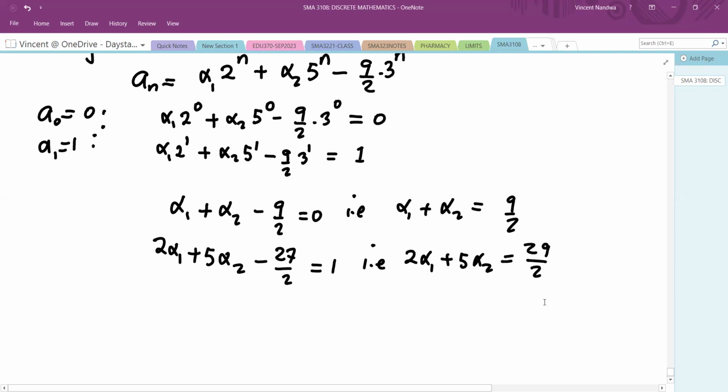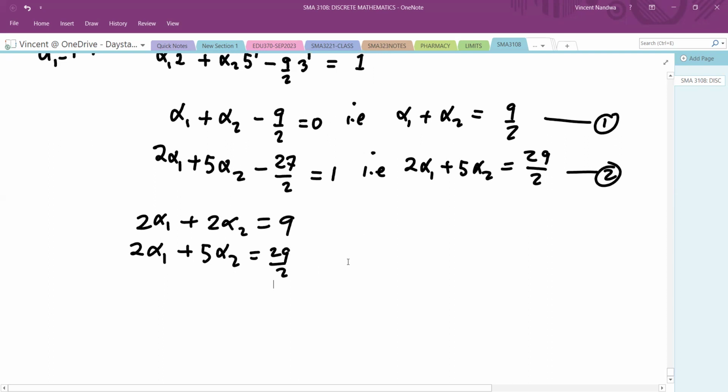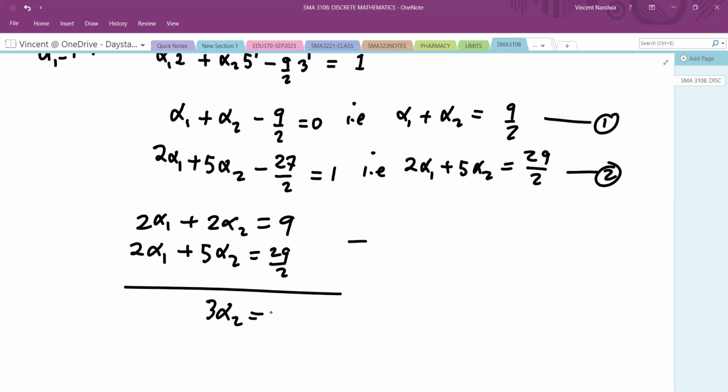So if I multiply the first equation by 2, I'll get 2 alpha 1 plus 2 alpha 2 equals 9. And the second equation is 2 alpha 1 plus 5 alpha 2 equals 29 over 2. So then I can now subtract these two equations. So 5 alpha 2 minus 2 alpha 2 is 3 alpha 2, and then 29 over 2 minus 9, I get 11 over 2.